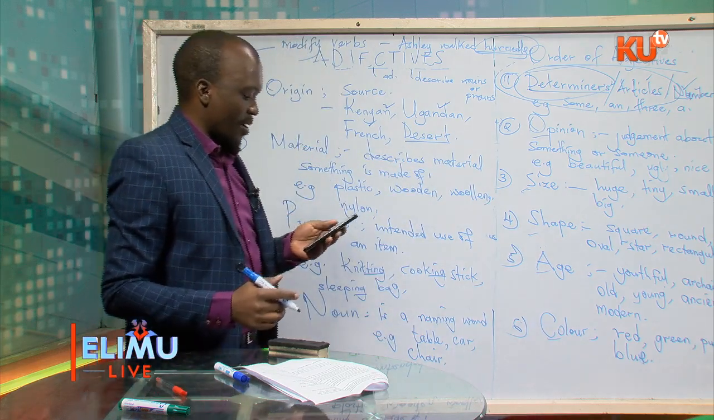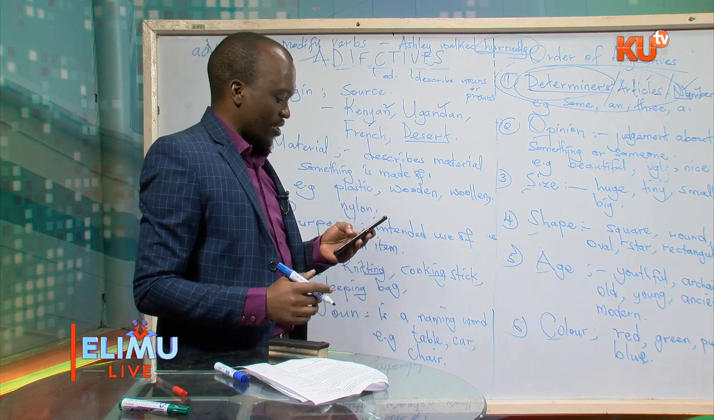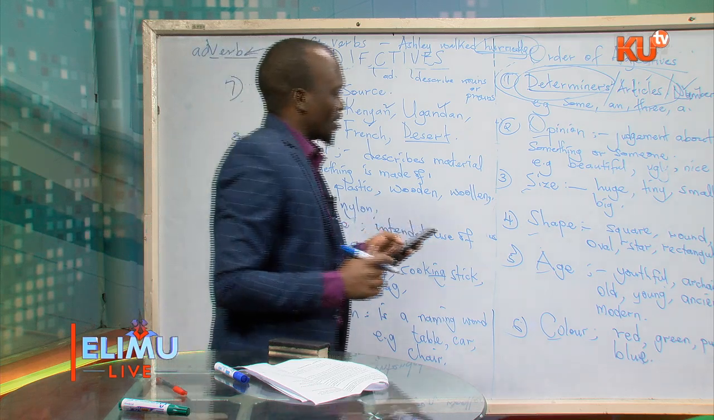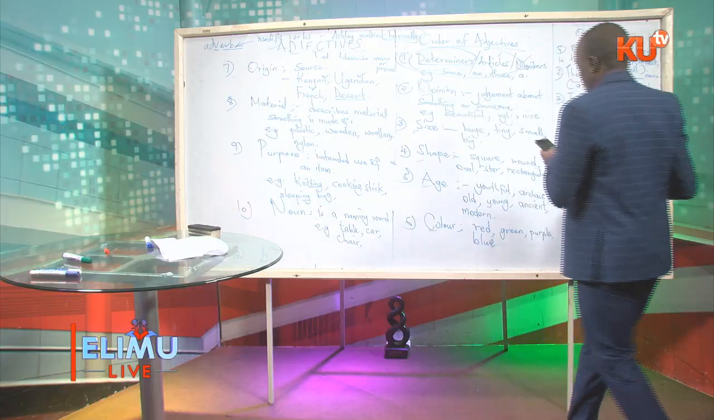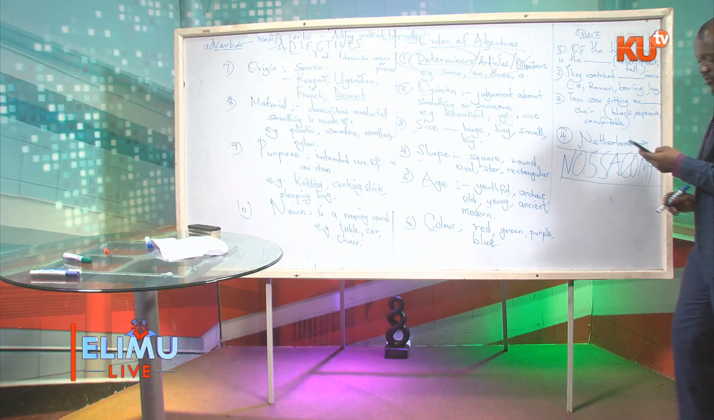Hi Mwalimu, this is Nema Brittany from Nakuru. Nice lesson. Is there any formula on the order of adjectives? I believe you've gotten your answer, Nema Brittany from Nakuru.